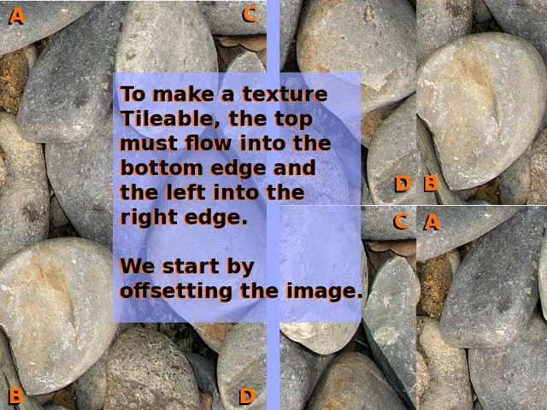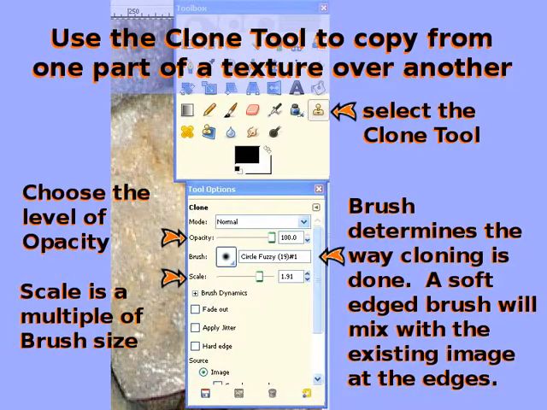After offsetting the image, the corners should be in the middle, as is shown on the right-hand side of this picture. To make our texture tileable, we have to extend the texture beyond its edges so that the top overlaps the bottom and the left overlaps the right. Now you could paint this, but the easiest trick is to use the clone tool to copy part of your image from one area over onto another.